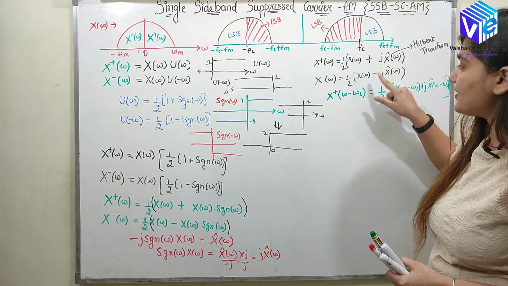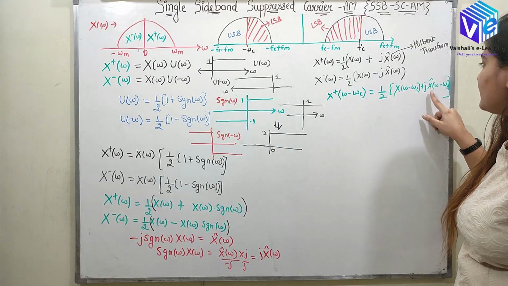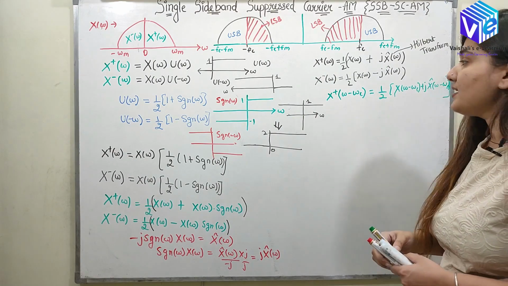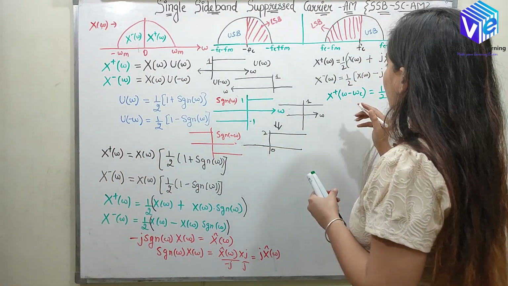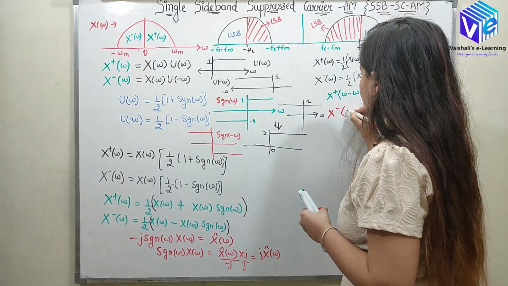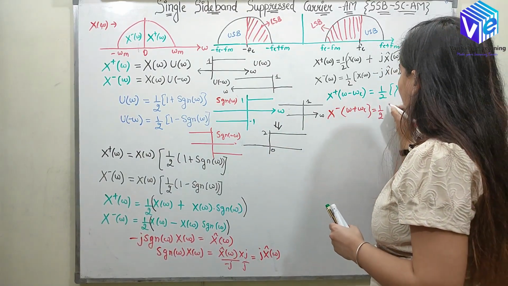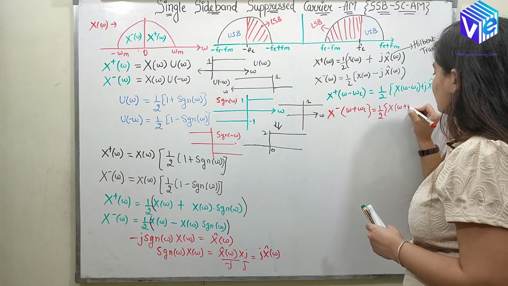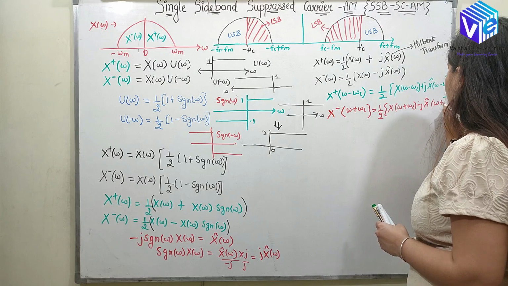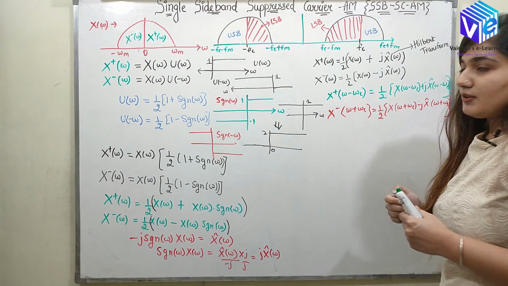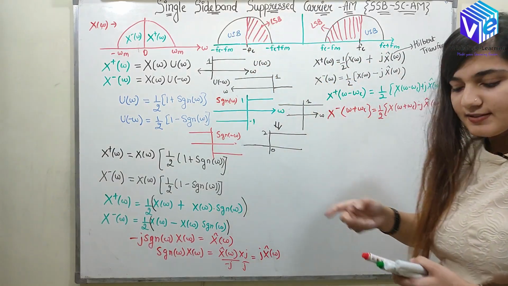So it is representing X plus of omega minus omega c. This is representing omega c, so it would be half X of omega minus omega c plus j X cap of omega minus omega c. Similarly, here I am sending the lower sideband, so X minus of omega plus omega c would be written as half X of omega plus omega c minus j X cap of omega plus omega c. So now I'll add both of them because the upper part as well as lower part is going.